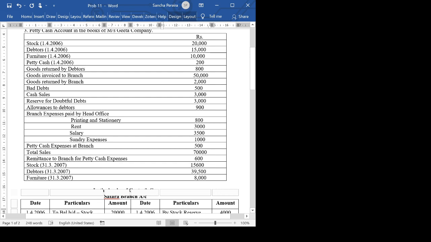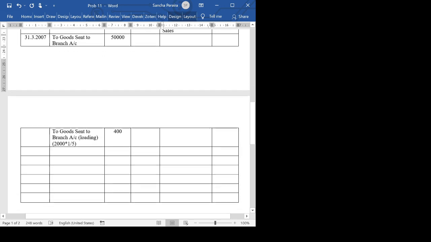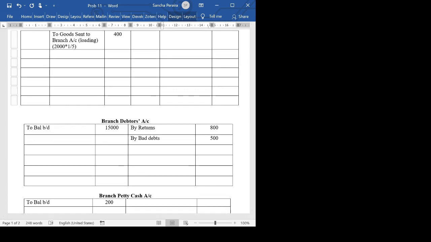Now, reserve for doubtful debts. Now, probably if I just ask you a question, you will all tell me. Audrey, are you typing something? Reserve for doubtful debts. If I just ask you, you will tell me it goes into the debtors account. Okay, but reserve for doubtful debts doesn't go in the debtors account.